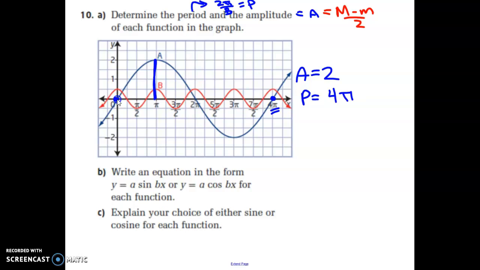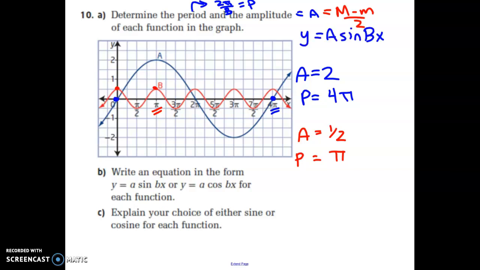Now let's look at the red graph. What is the amplitude here of the red graph? Yep, 1/2. And the period, again, I'm going to look at where it completes one full cycle. So it starts here, it goes down, back up to its starting point right there. So the period for the red graph would be pi. Now we're going to make our equation.